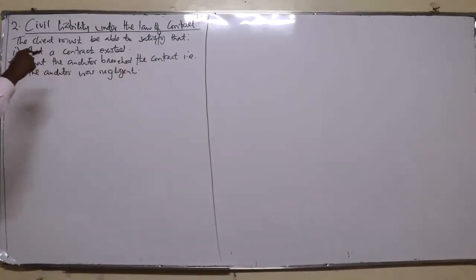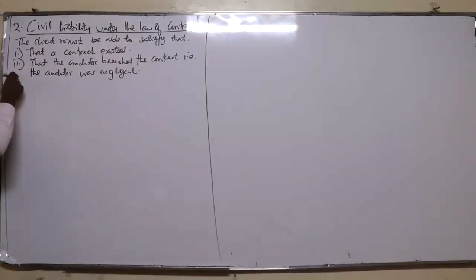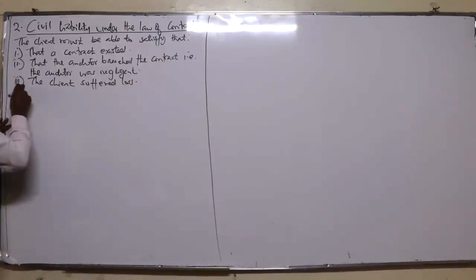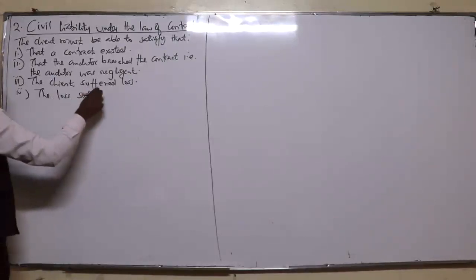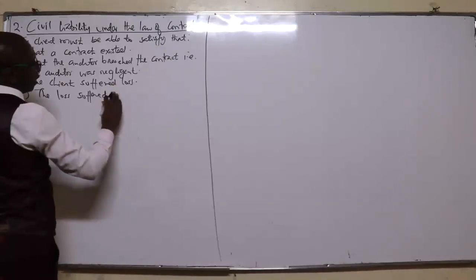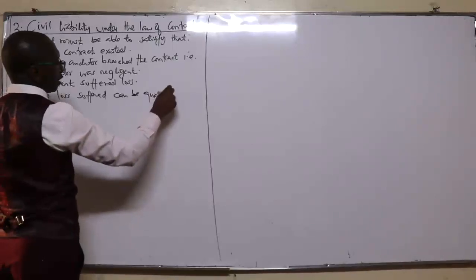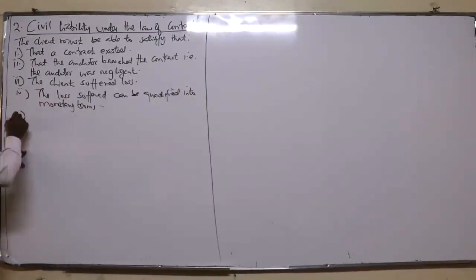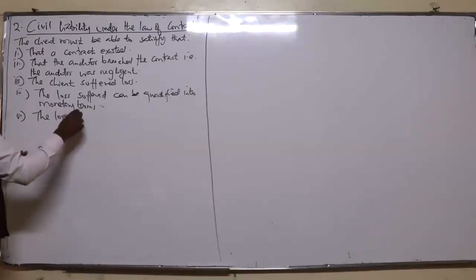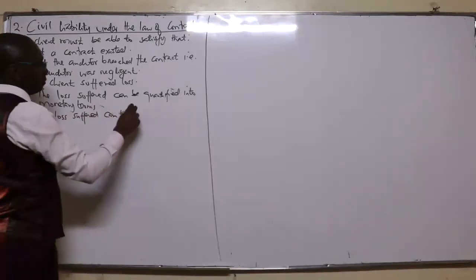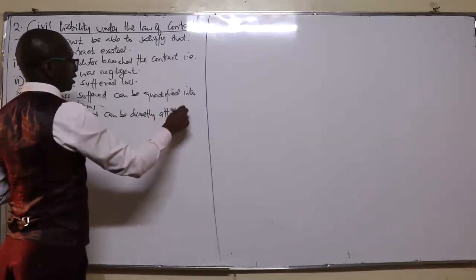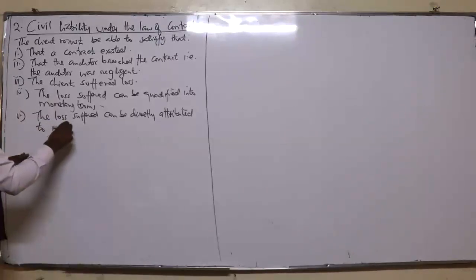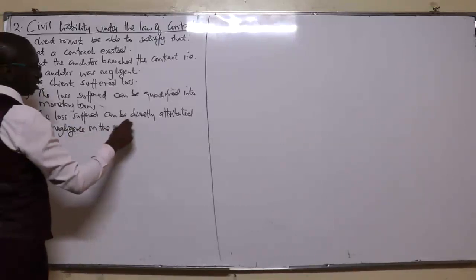So there was a contract. Number two, the auditor breached the contract. Roman number three, the client suffered loss. Roman number four, the loss suffered can be quantified into monetary terms. And lastly, number five, the loss suffered can be directly attributed to negligence on the part of the auditor.